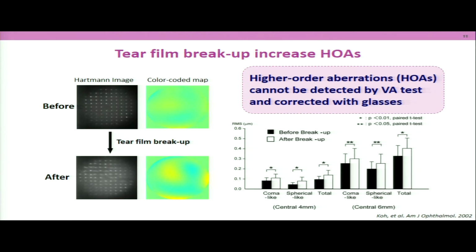Previously, we measured higher order aberrations before and after tear film breakup to investigate the effect of tear film breakup on higher order aberrations. As you know, higher order aberrations cannot be detected by visual acuity test, and cannot be corrected by glasses. These images were obtained in a normal eye. Before the tear film breakup, you can see the regular wavefront spot pattern. But after the tear film breakup, you can see the distorted spot pattern here. Also, if you compare the higher order aberrations, we observe a significant increase after the tear film breakup. So tear film breakup affects higher order aberrations.